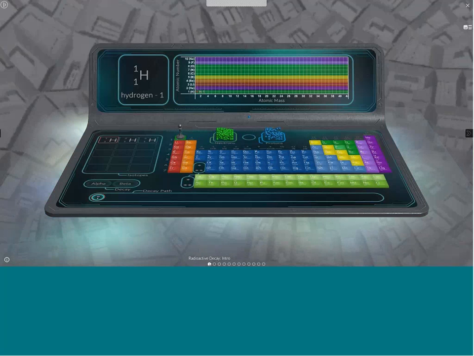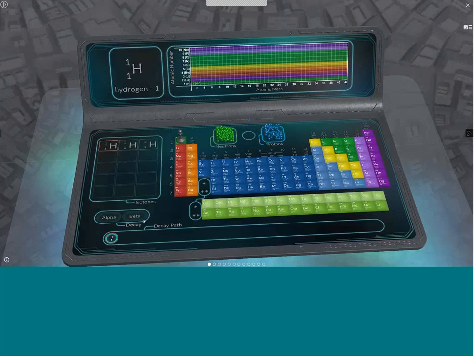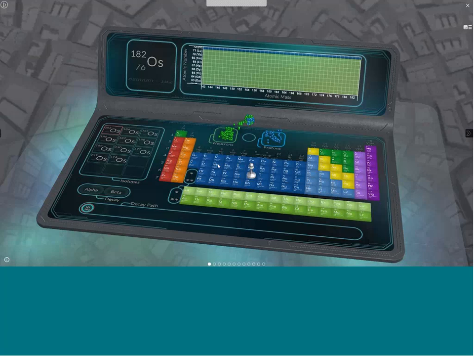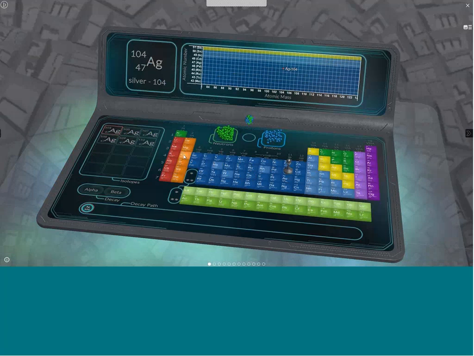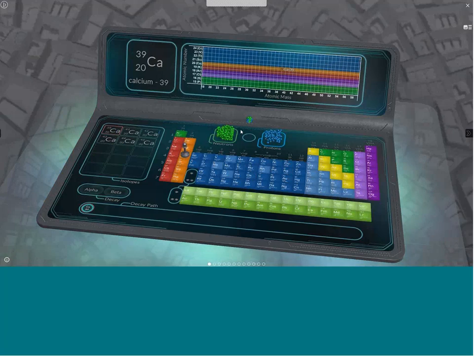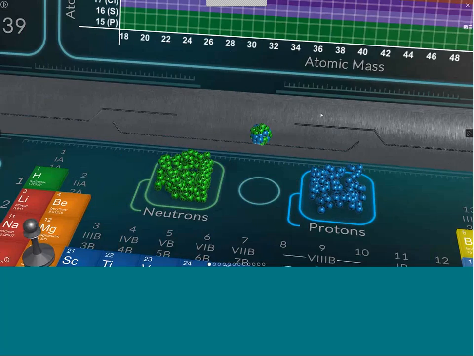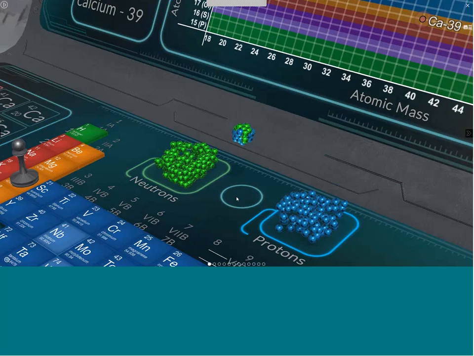So let me start out by showing you an example of how a student can interactively study radioactive decay sitting in the library. So here we have our workbench, and it's fully interactive. And what I can do is I can select any element on the periodic table. So here I've selected calcium. And if I zoom in, what we have here is a visual representation of the nucleus of this particular isotope.